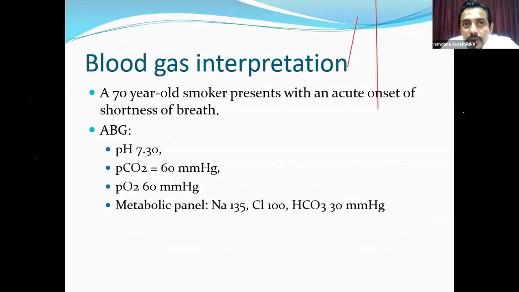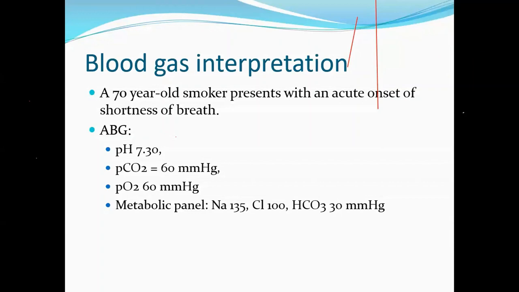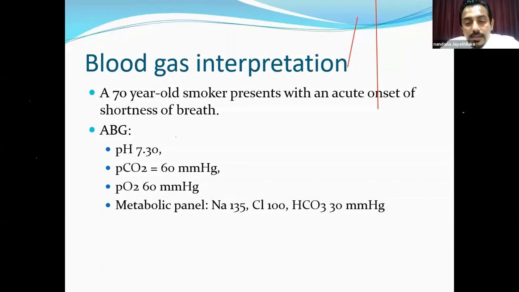I have given you 3 steps now. Can somebody analyze this quickly? It's very simple. Analyze this quickly and tell me what the problem is. Is this adequately compensated or not? So, the primary problem? Respiratory acidosis. Then what do you have to look for? Whether it's adequately compensated or not.